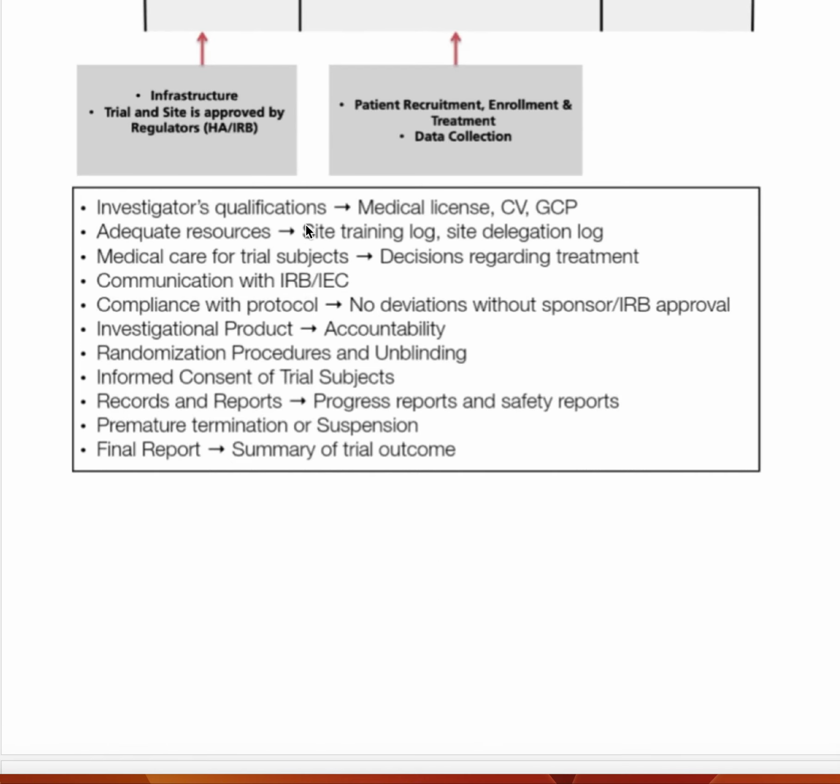So again, investigator qualification: it should have a medical license, CV, GCP, adequate resources like a site training log and site delegation log, medical care for the trial subjects, communication with the IRB/IEC, and compliance with the protocol. If there is a deviation, he should contact the sponsors or IRB. Investigational product should have accountability. Randomization procedures and unblinding are also the responsibility of the investigator, and we said also the global manager. Informed consent of the trial subjects, records and reports, premature termination and final report are also the responsibility of the investigator.